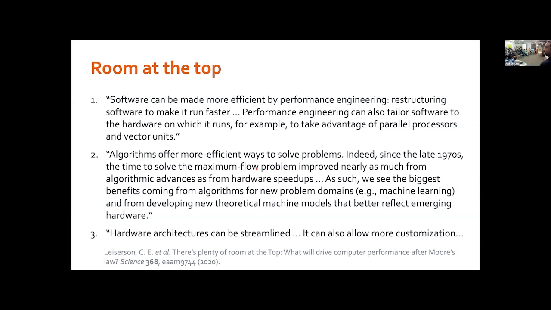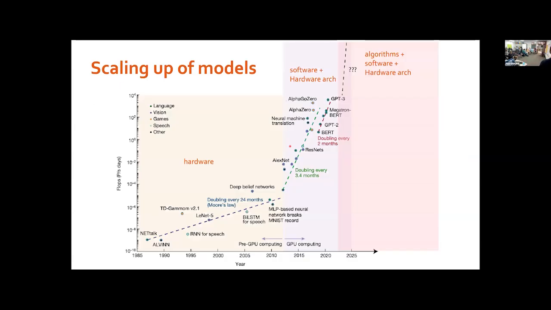And then obviously hardware architectures can be streamlined and also more customized. So apart from just improving the substrate itself, there can be better architectures, and I guess people over here already know that very well. So there are three different ways of scaling up. What I'm going to focus on is mostly the algorithms and a bit of software. And I contend that this is where we should be focusing to scale up deep learning next.